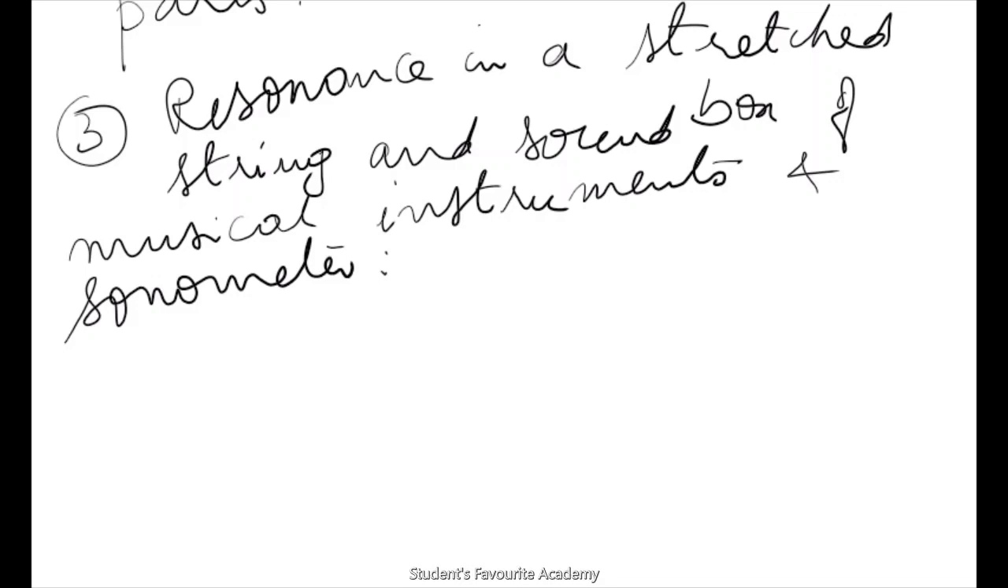Now, a vibrating string by itself produces weak sound which cannot be heard at a distance. Therefore, all these musical stringed instruments such as guitar, sitar, sonometer are provided with a sound box, that is a hollow chamber. The box is so constructed that the column of air inside it has a natural frequency which is the same as that of the string stretched on it.